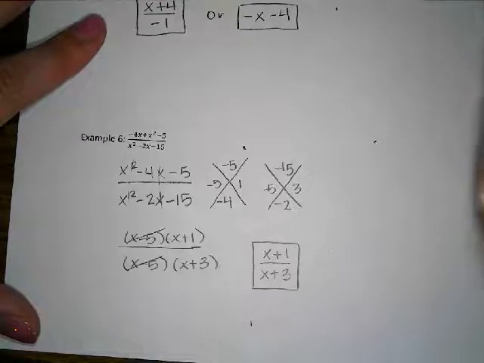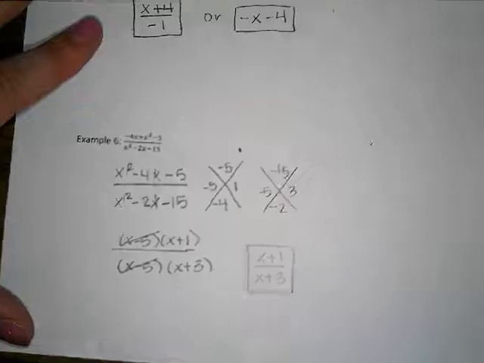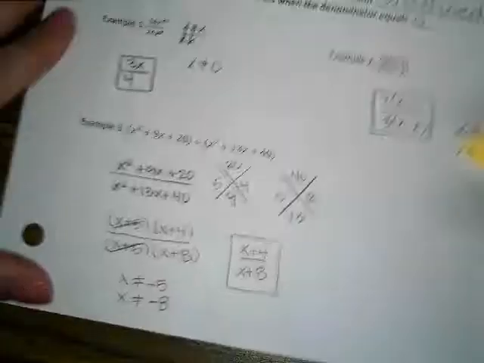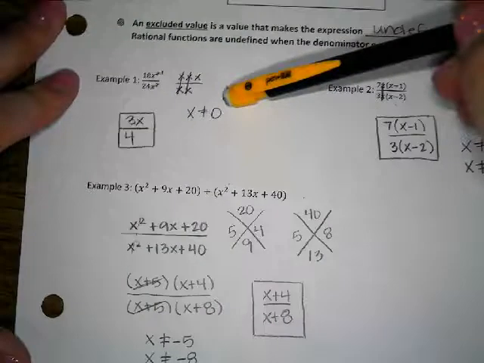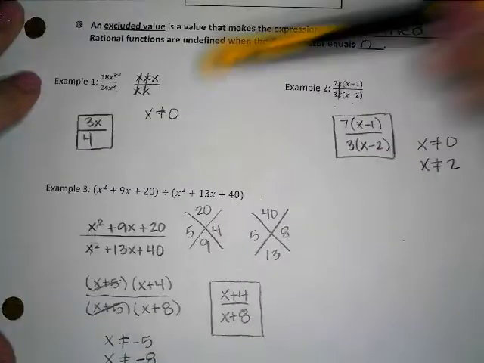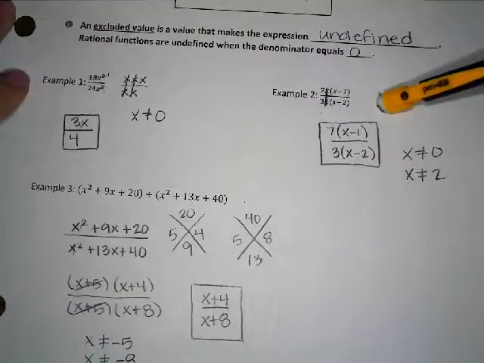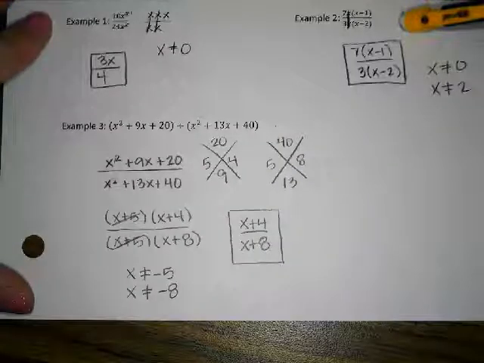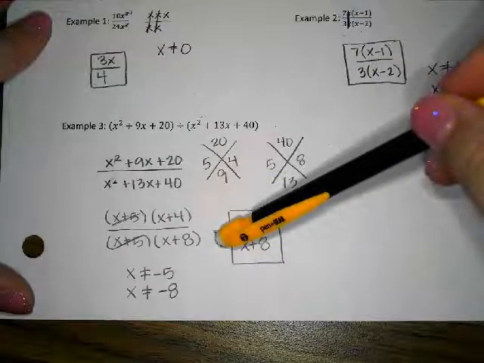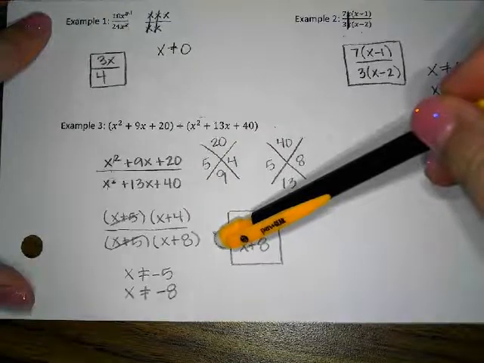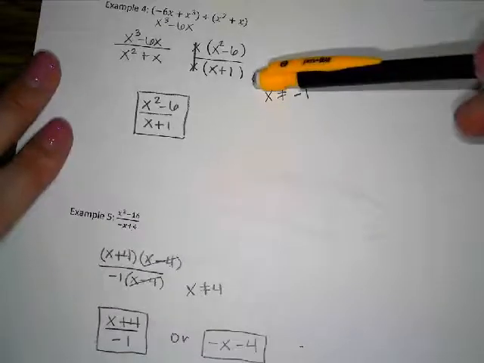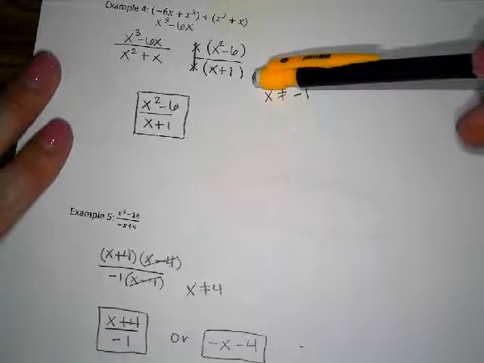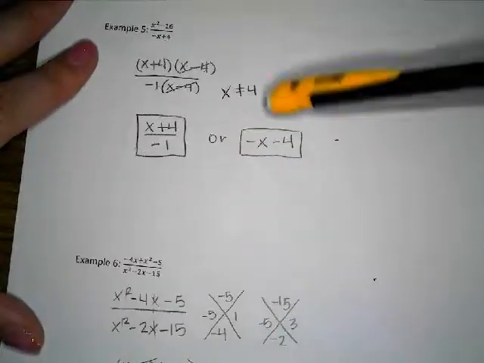So the excluded value for number 1 was 0. For number 2, it was 0 and 2. For number 3, it was -5 and -8. For number 4, it was 0 and -1. For number 5, it was 4. Let me finish the notes first.